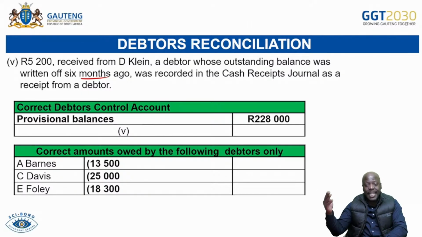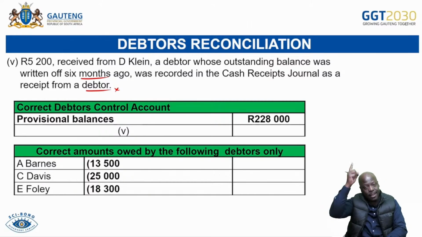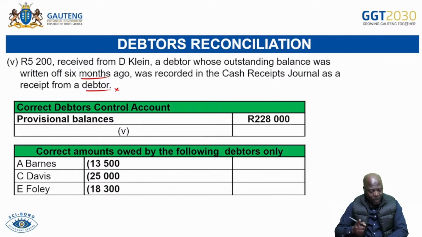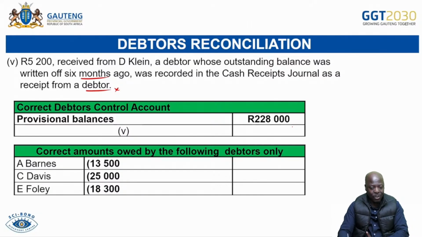When that particular debtor comes and pays that amount, the error that was done here is that the amount was recorded in the CRJ as a debtor. That should not have been. That should have been recorded only as bad debts recovered, not under the debtors column. So what we did here, we have understated our debtors because we have recorded an amount as if debtors have paid, yet our debtors did not pay. So we should go and reverse that amount.